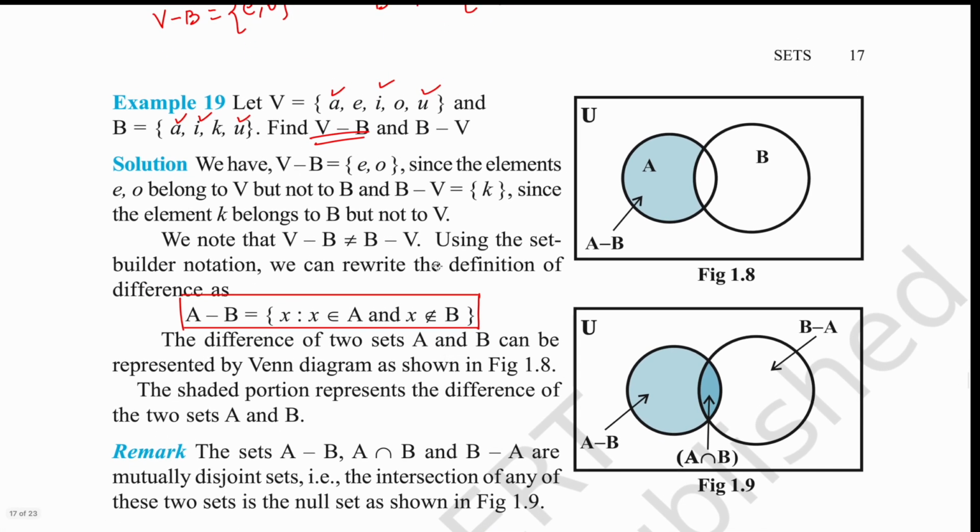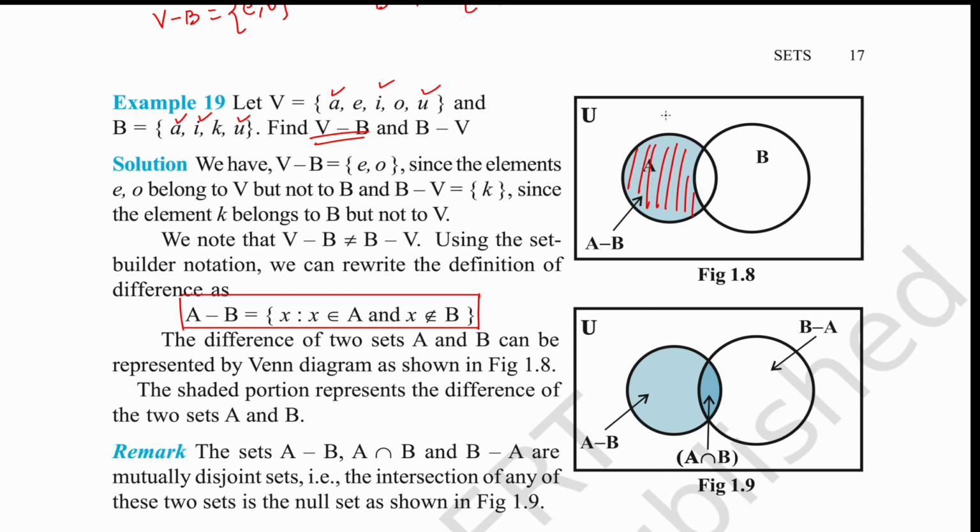Pictorially, if you try to represent A minus B, you want to include all the elements inside A, but you want to remove all the elements which are common to A and B. So this section we are not going to include. So this section that we are getting is basically representing your A minus B, right?